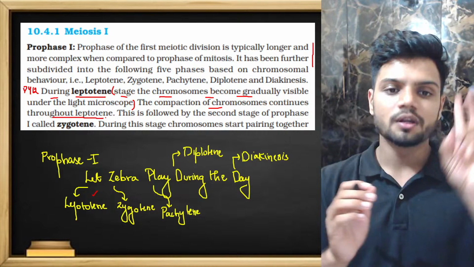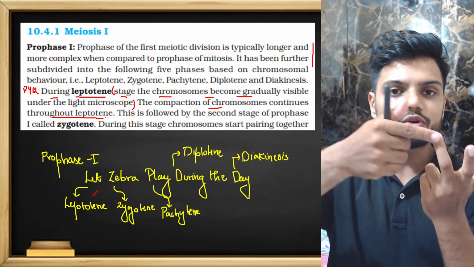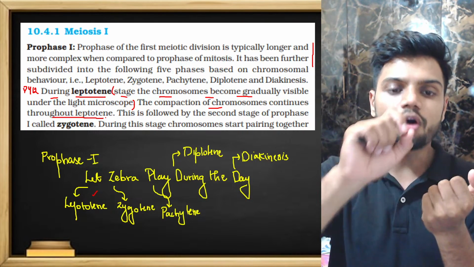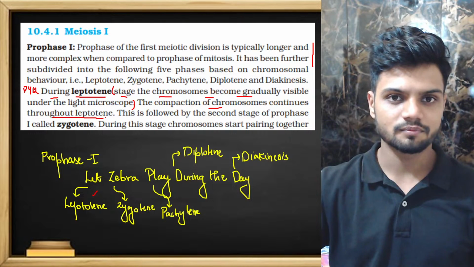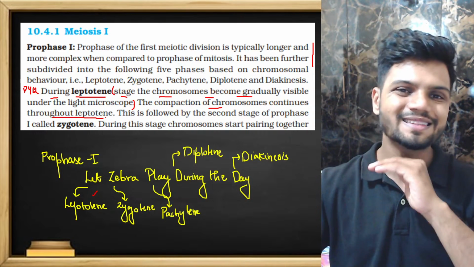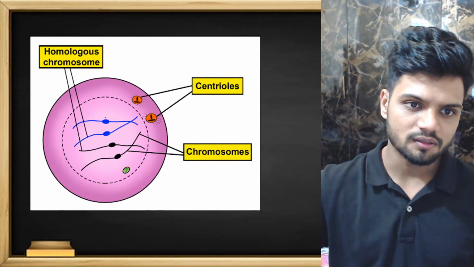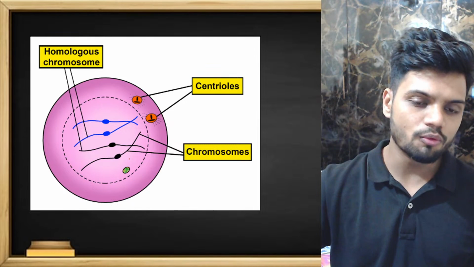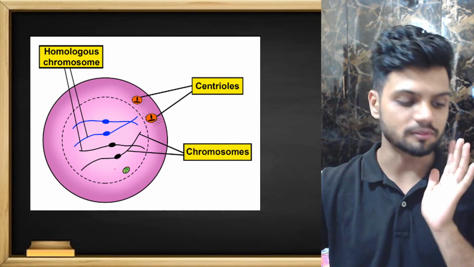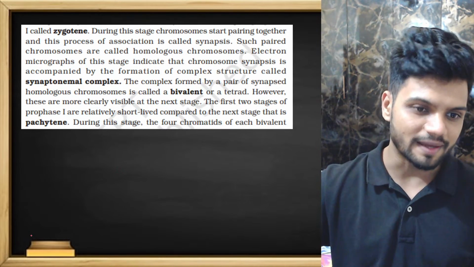Is leptotene clear? Two main points. The first point is that chromosomes are becoming gradually visible. The second point is that the compaction of chromosomes is happening. Only two points of leptotene, and that's all. Now students, this is your chromosomes, becoming gradually visible under the light microscope. This is leptotene. Now, understand zygotene with the help of a small diagram.